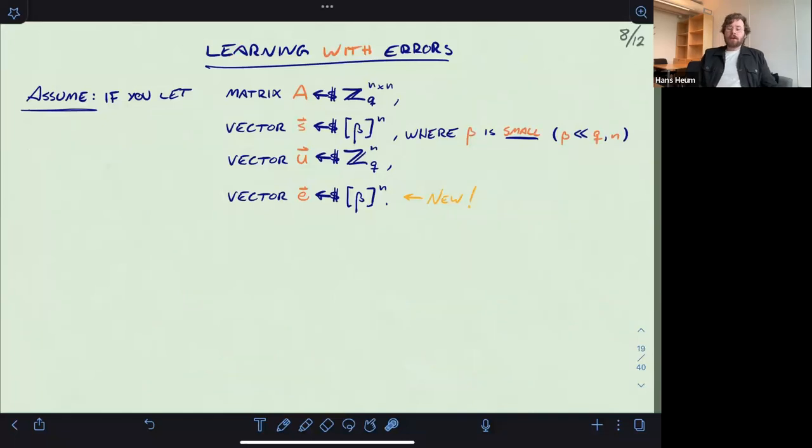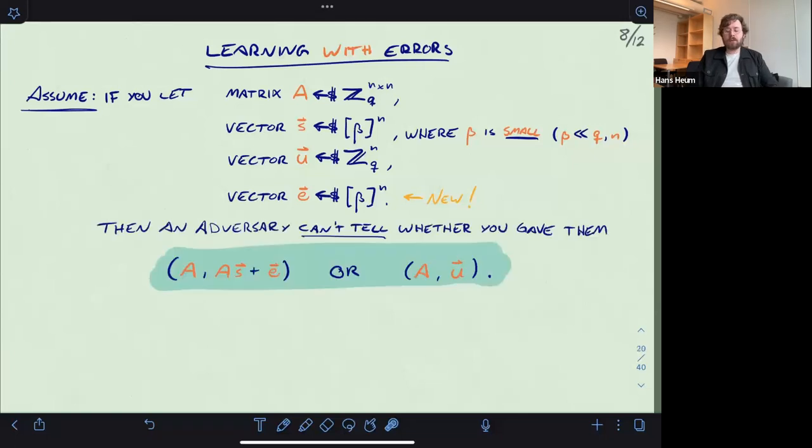So this is where learning with errors comes in. And this is where we introduce this error term, which is the new vector at the bottom here. The rest is just copy pasted from above. So exactly the same. You have n by n matrix A, a secret vector S with short elements, and a random vector with uniform elements. You have this vector E, which is also short, and which is called the error.